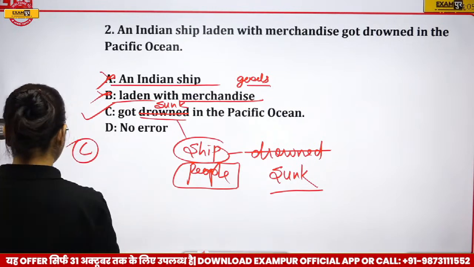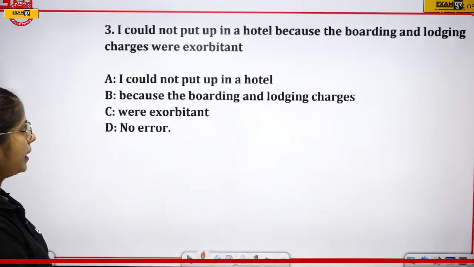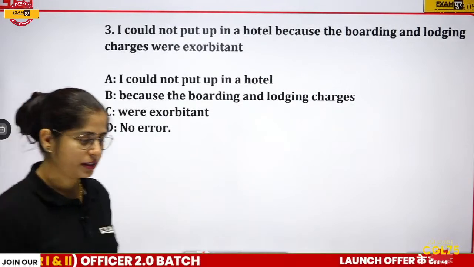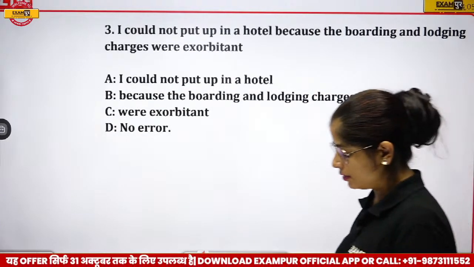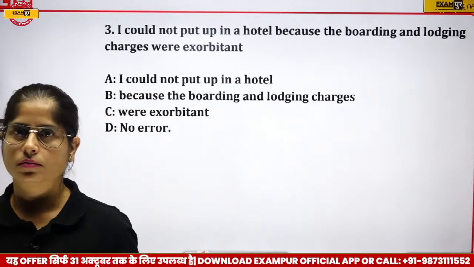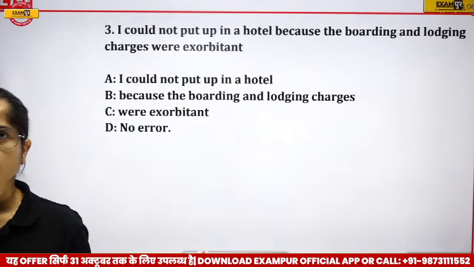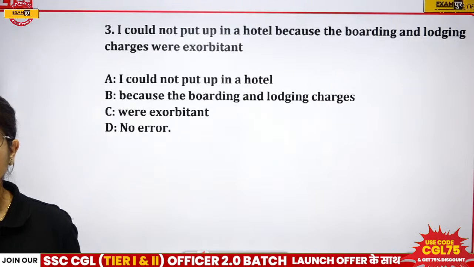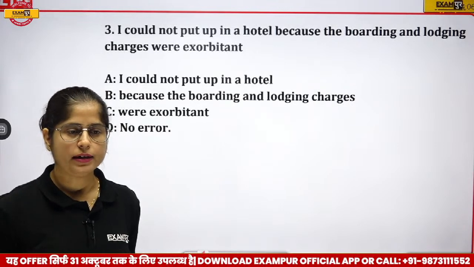Okay, very good. Let's go to the next question and read it out. It says, I could not put up in a hotel because the boarding and lodging charges were exorbitant. Exorbitant means very costly, very expensive. Is there any error in this sentence? Any part? Please answer.